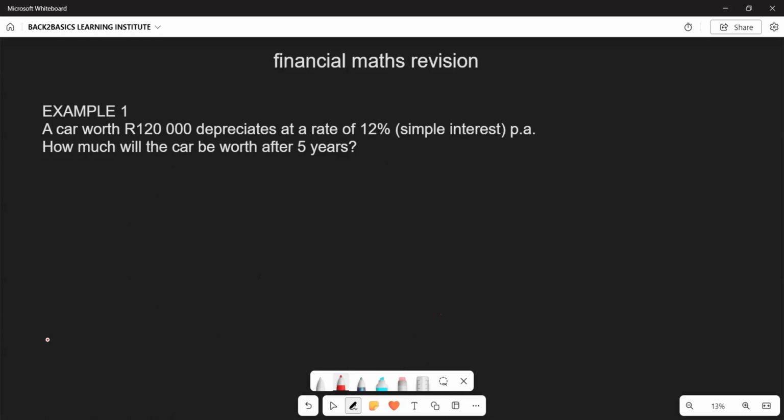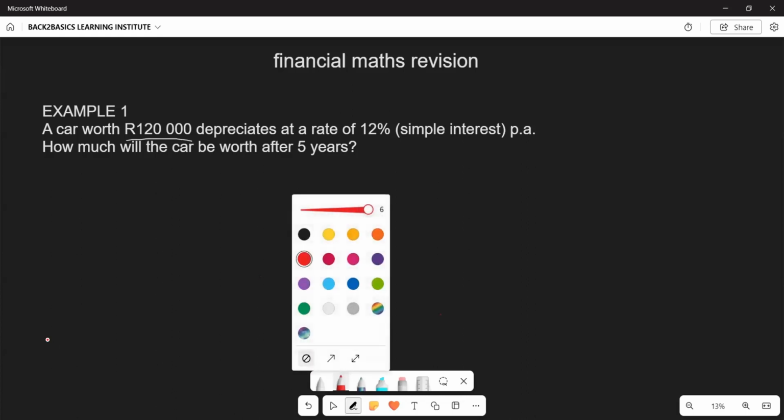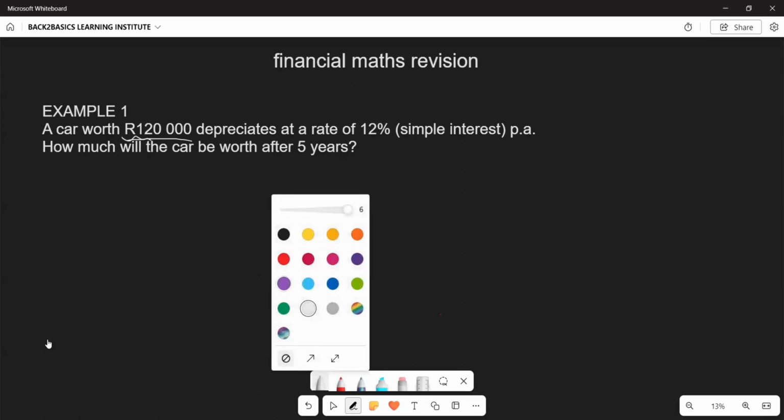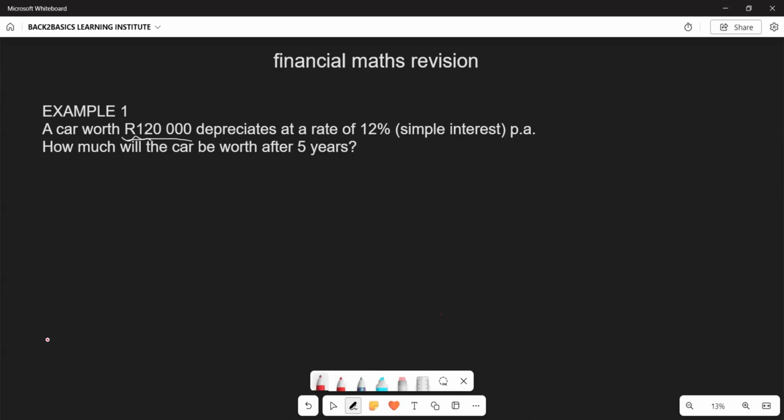Now, what we are going to do here is check what it is that we need to do. Firstly, we are going to identify what we are given. We have this amount here, and this amount is the money which this car was valued at 5 years ago, isn't it? So therefore, this is going to be your principal amount.